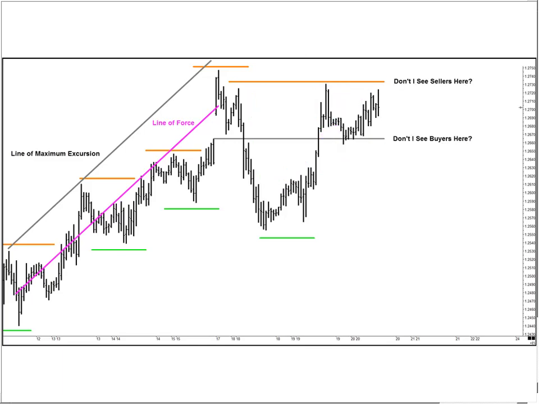So, I'm going to ask you rhetorical questions. You can type in answers if you want. It doesn't matter. I've got double tops, which a lot of people like. But more importantly, they're below the significant high. So it formed a significant high, came back down, then tried to take out the high, and so far has failed. So don't I see sellers here? Doesn't it seem like there's sellers here? It does to me.